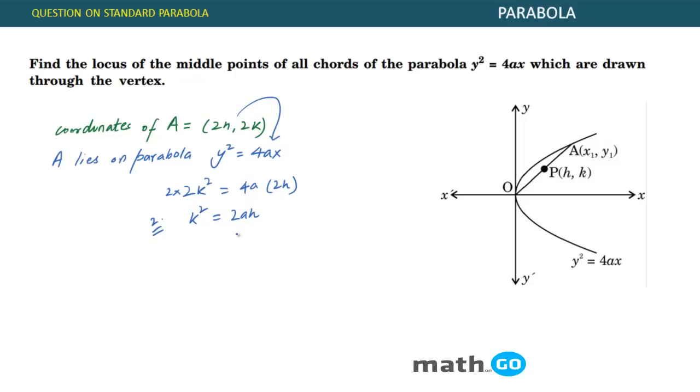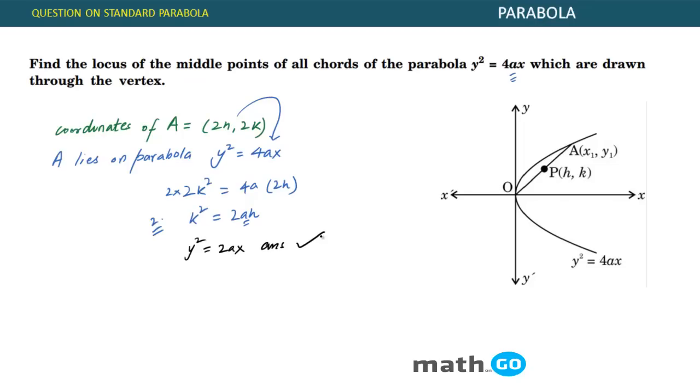What does the locus say? It says that you have to find a condition in terms of h and k, which is independent of the variable. And that is what we have done. A is not a variable. Why? Because it is given in the question itself. So it's a constant. So now the only step left is to replace k by y and h by x. So this is the answer we are looking for. That's it. That simple a problem it is.